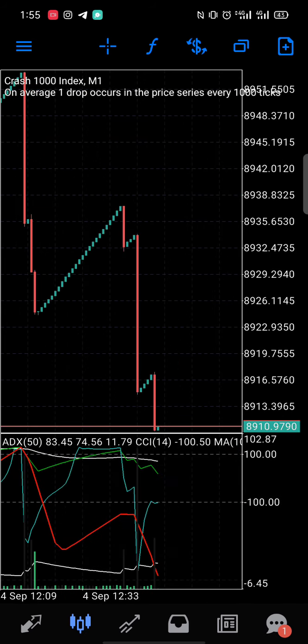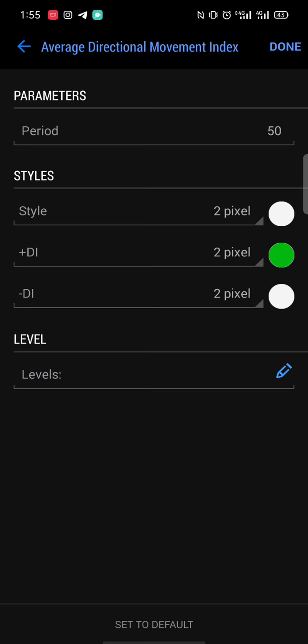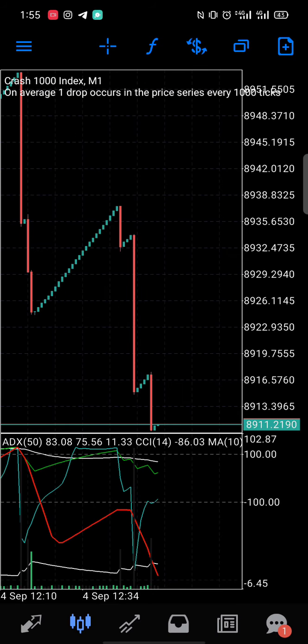I don't want to make the video too long, so I won't set the parameters, but in case you want to set them from here, it's just the average directional movement index, commodity channel index, moving average, and the market facilitation index. You can see the average directional movement period 50, the style 2 pixel, the positive DI 2 pixel, the negative DI 2 pixel. Then the colors should be the color of your screen, while the positive DI should be green. Then you click done.